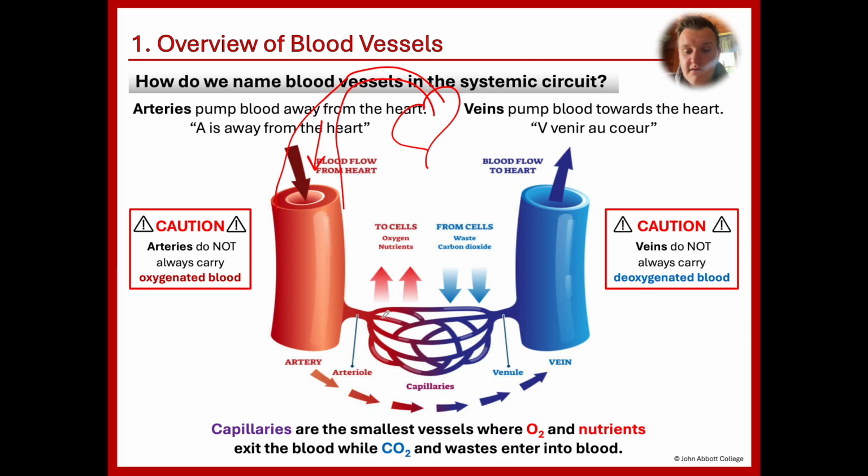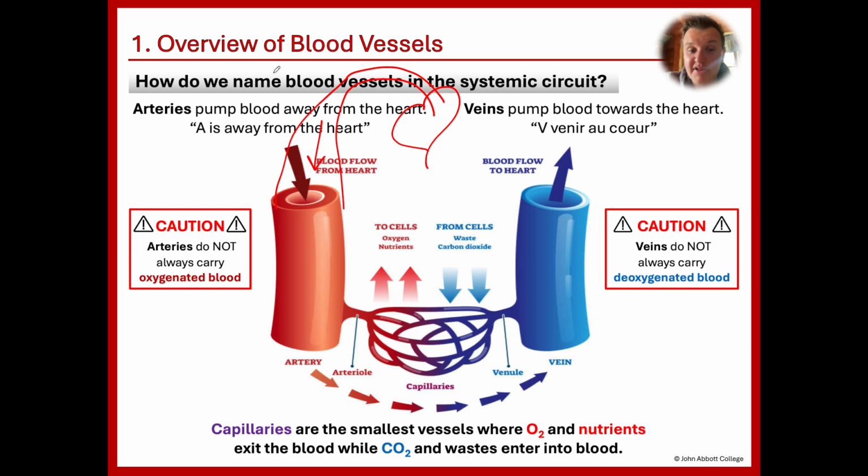and then even smaller vessels. Arterioles are smaller arteries that are branching and becoming much smaller, right? As you get closer to your tissues, that big artery is going to get smaller, smaller, smaller and become arterioles. And then they will become capillaries, okay? So the capillaries, these are the smallest vessels where oxygen and nutrients will exit.